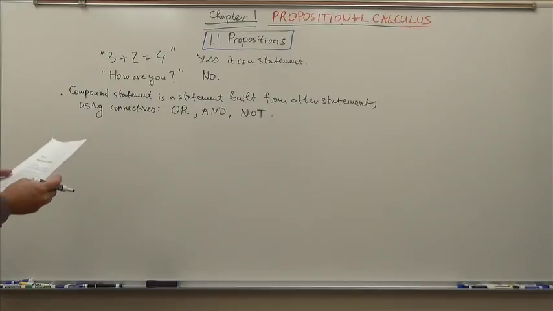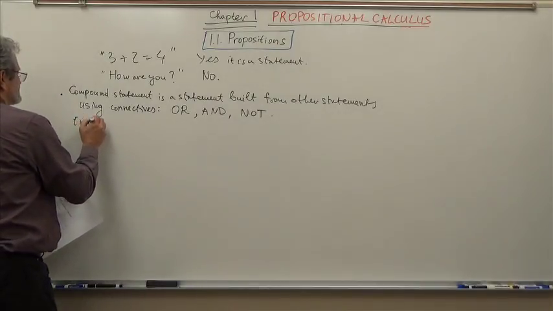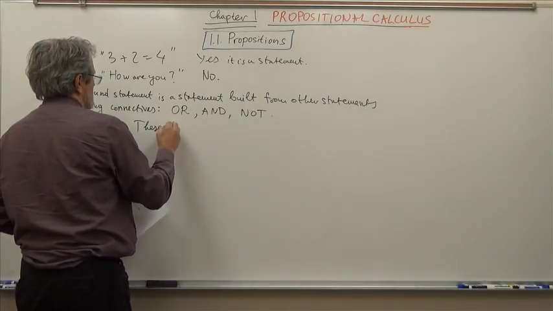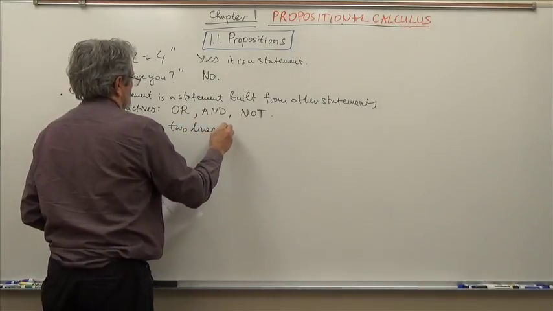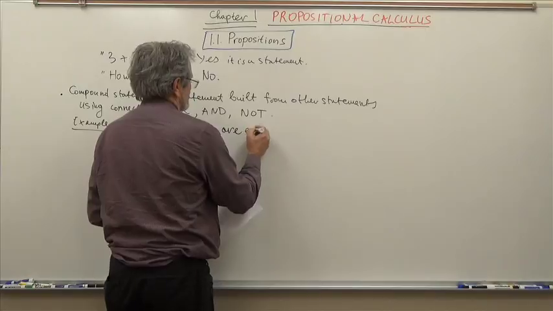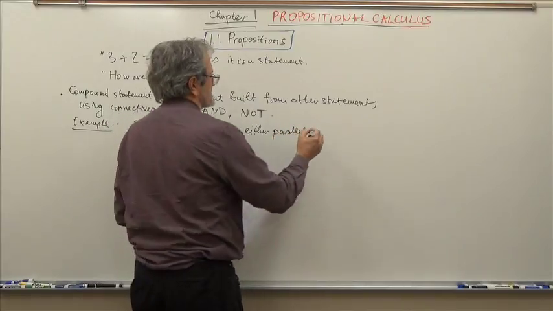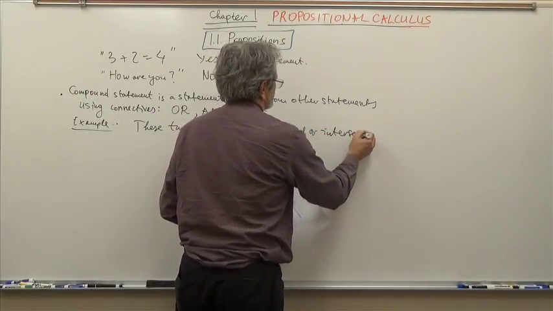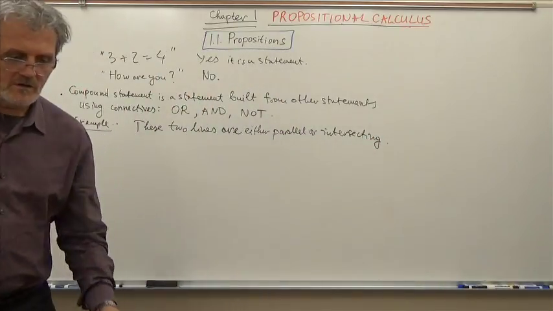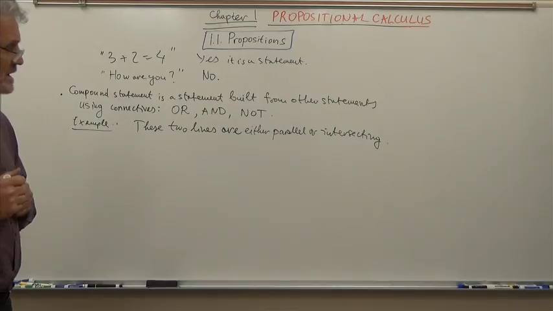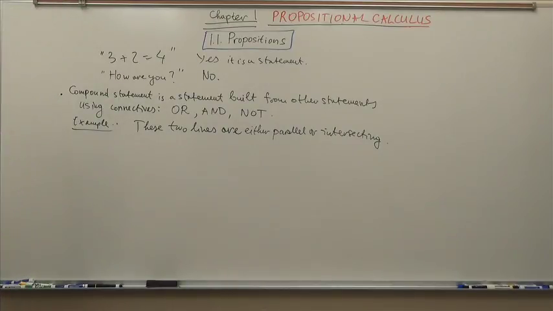So here's an example. It says these two lines are either parallel or intersecting. I want to do two things. First, to see if you would accept this as a statement. And the second, what is it that makes it a compound statement? And then how is that leading into our propositional formulas?